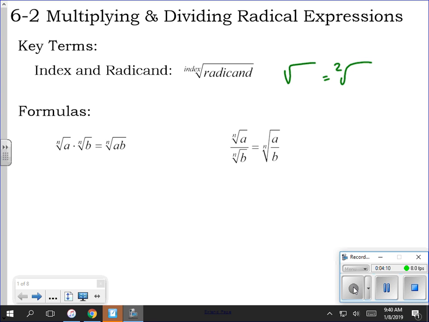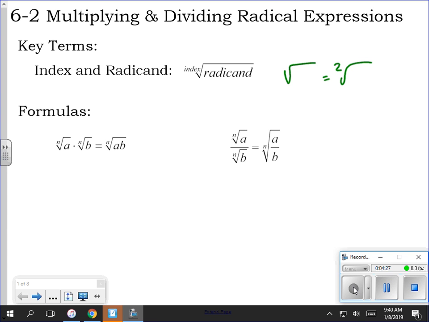The index tells us how many times we're multiplying things. Square root: what number times itself gives us that number. A cube root: what number cubed gives us that. They're the opposite of the powers. And it's a very important thing we're going to be working with.